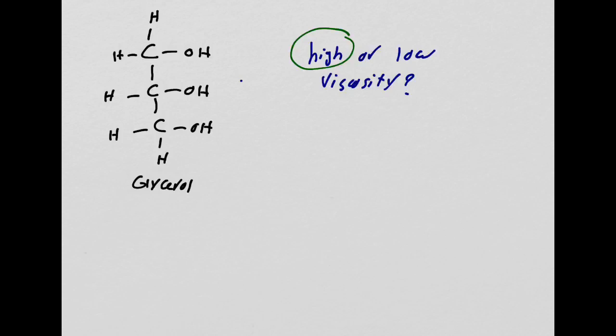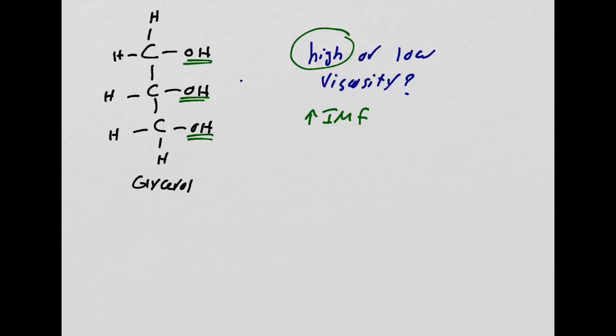But here's why. When you look at the glycerol, what kind of IMF are you looking for? Look at this. Those are OH. What is that? Hydrogen bonding. It has 3 sites for hydrogen bonding. If you have 3 sites for hydrogen bonding, you are going to have high intermolecular forces. Okay, so higher IMF, that means a higher viscosity.